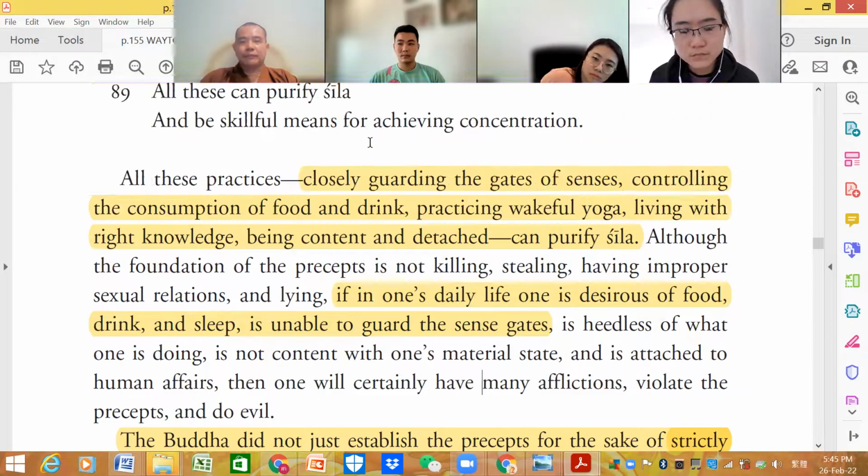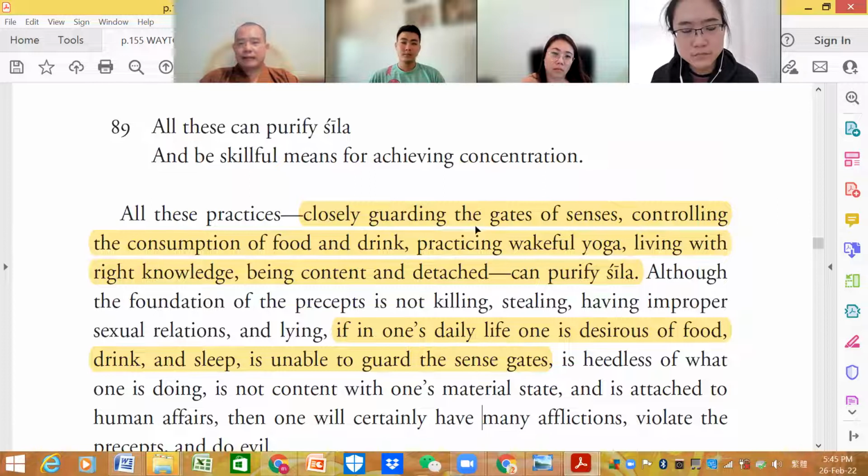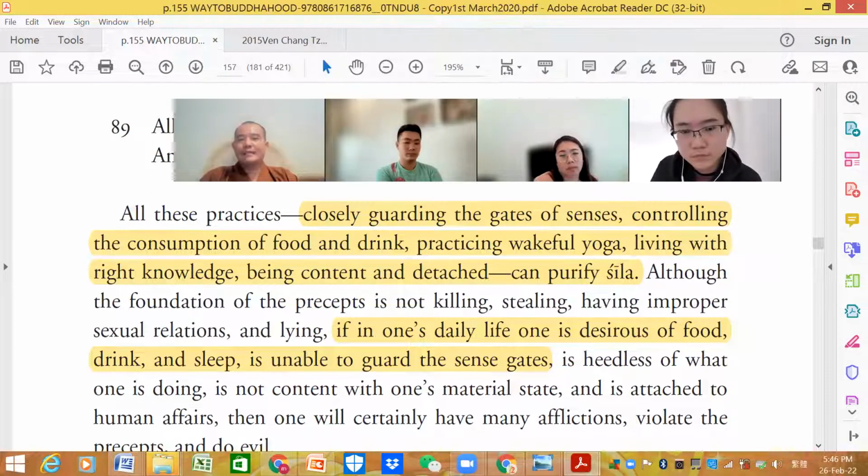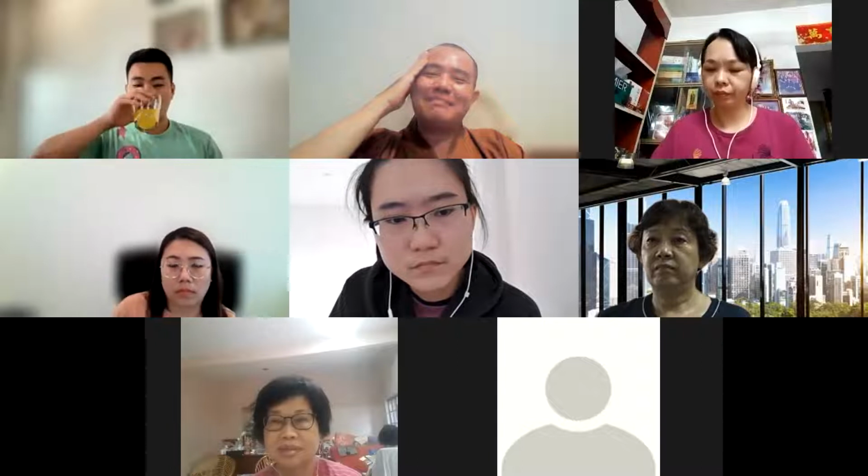You see here, he says all these, guarding the senses, controlling the consumption of food and drink, etc., can purify the precepts and make your precepts cleaner. You see, practicing wakeful yoga: if you are not practicing wakeful yoga, as a vegetarian, you might be dreaming of eating meat and enjoying it in the dream, or maybe drinking liquor and singing in the dream, and you enjoy it so much, then it will be very dangerous. It means you already have a tendency to infringe the precepts if you enjoy it in the dream.